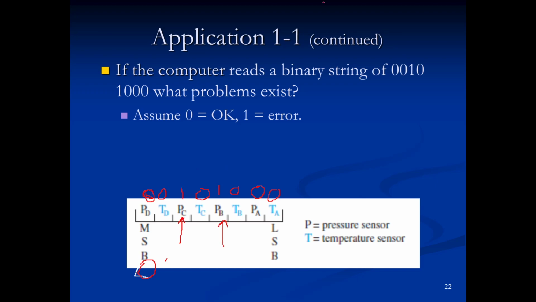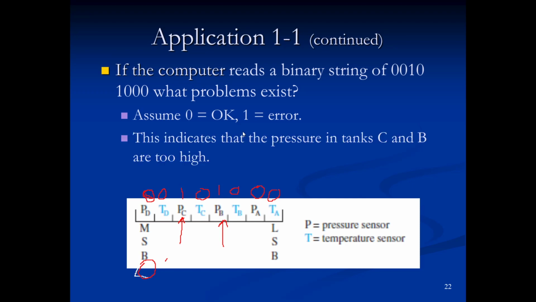So based on this string of bits, if the computer is reading out this series of 8 bits, we know that the pressure sensor for C, the pressure in tank C has an error, and the pressure in tank B has an error. Or it indicates that the pressure in tanks C and B are too high.